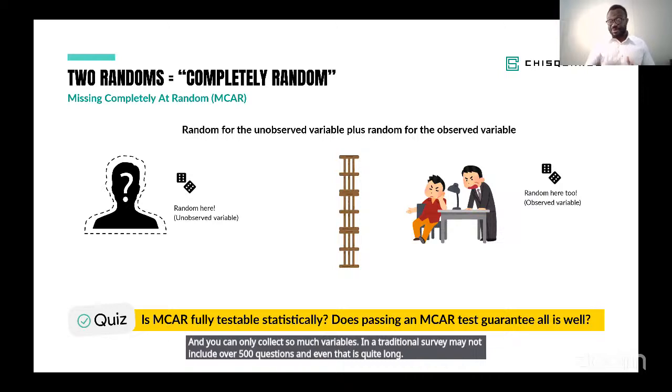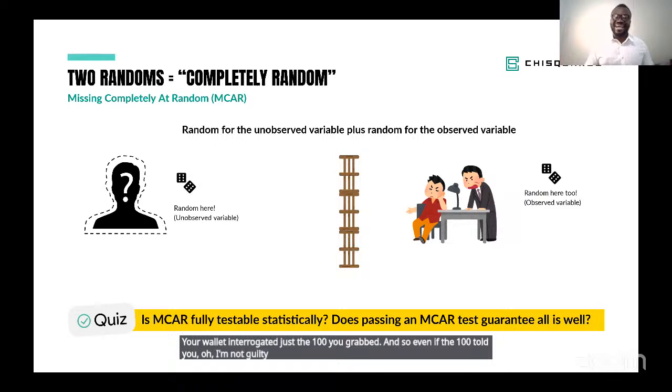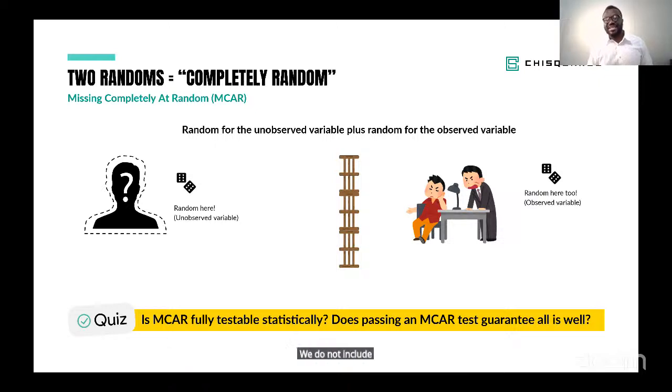Now the problem is you've captured 100 neighbors. How do you know it's not the 101st neighbor that kidnapped him? You've only interrogated just the 100 you grabbed. And so even if the 100 told you, oh, I'm not guilty, and it's true that they're not guilty, the question always remains: but what about the 200th neighbor or the 1,000th neighbor down the street? We did not include them, right? So the bottom line is that our data capture is always finite.